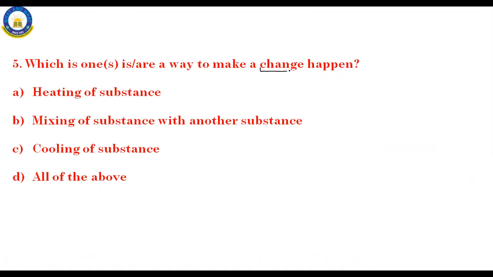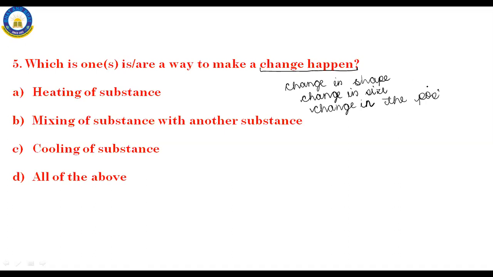Which one or ones are a way to make a change happen? There must be some sort of change: a change in shape, a change in size, or a change in position. These are the main factors we have to remember. Heating of a substance can make a change, because when the temperature increases, expansion occurs. Mixing of a substance with another substance, yes, because it is forming a mixture.